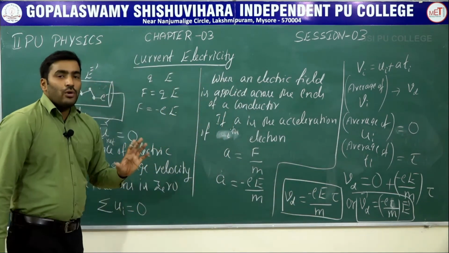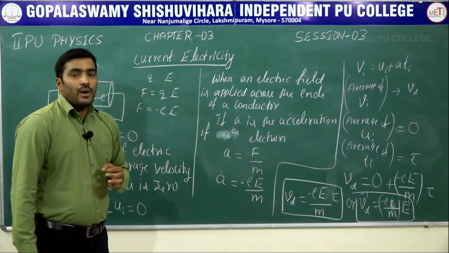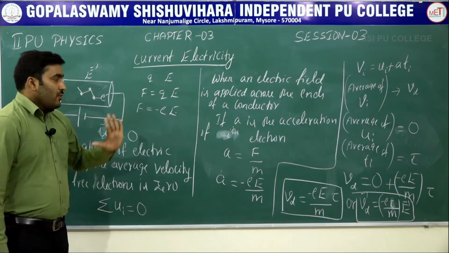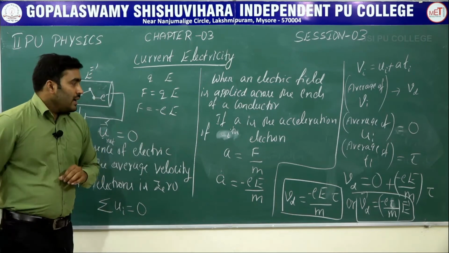This question will be asked for 3 marks in your examination. Sometimes this may ask for 5 marks also: the definition of drift velocity and also the derivation. So this is a very important question. You should understand this one very clearly. I will explain this again.